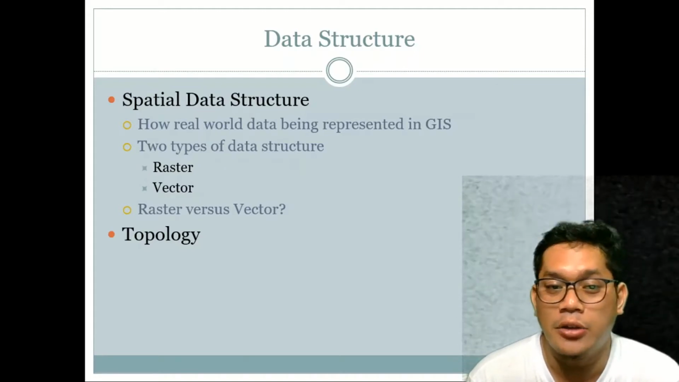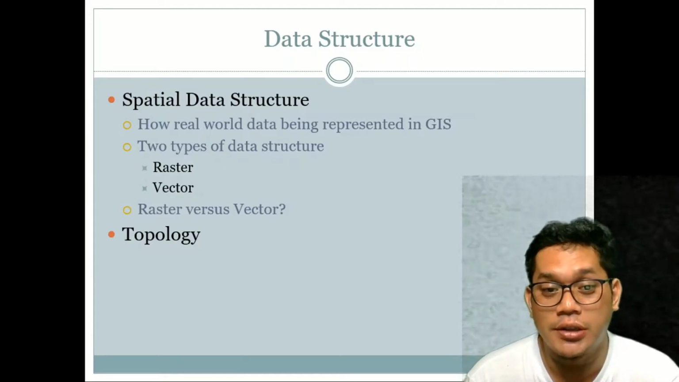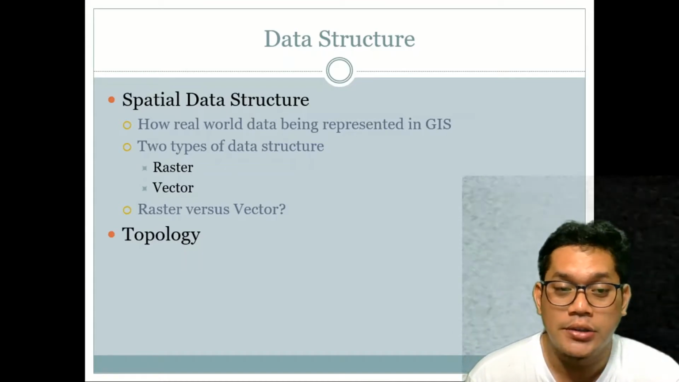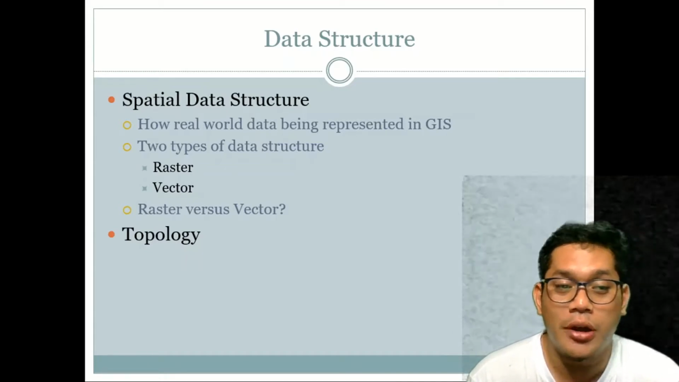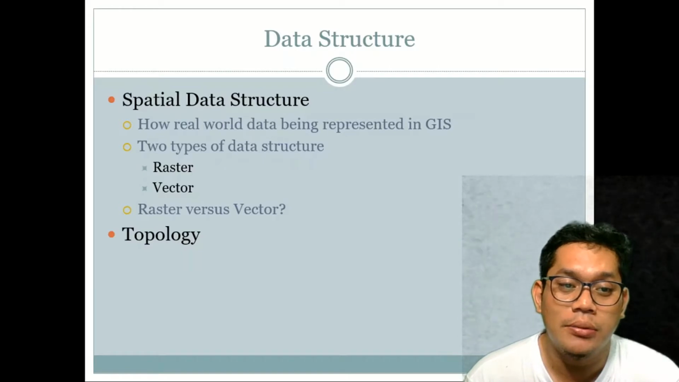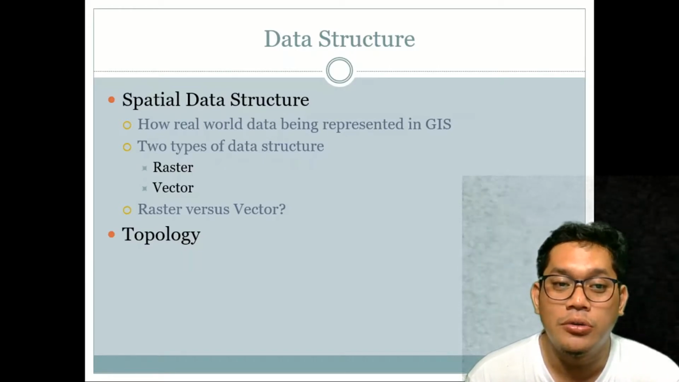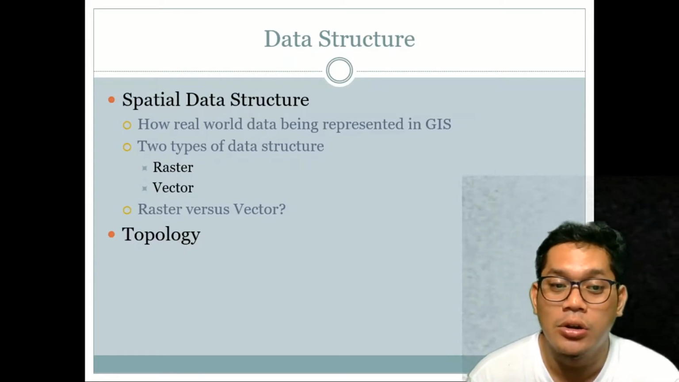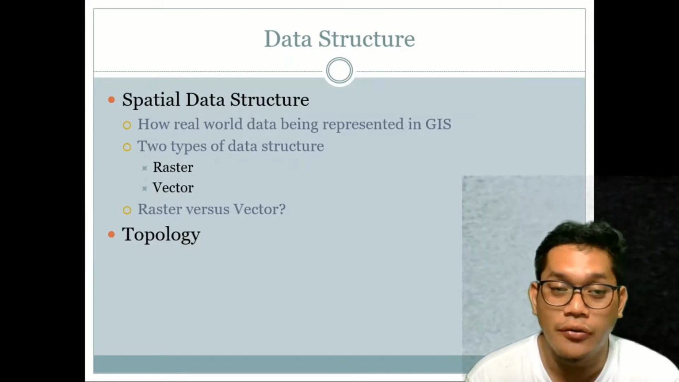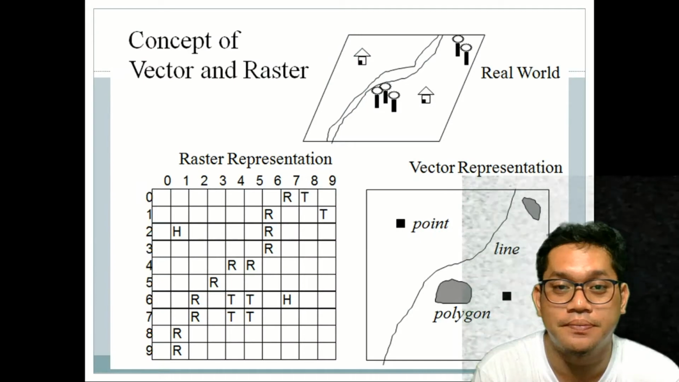And we know that there are two types of the data structure, which is raster and vector. What are raster, what are vector, what are the pros and cons between those two types of data? And of course we want to see the accuracy of the data and how we want to ensure the accuracy of it with the topology.